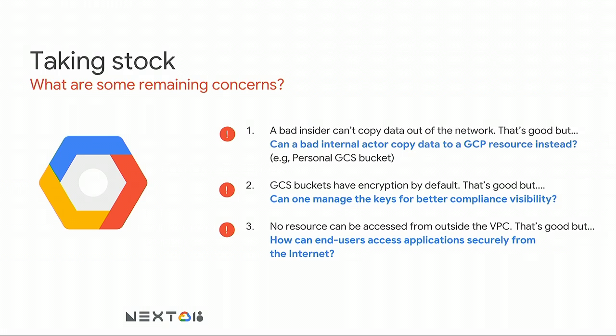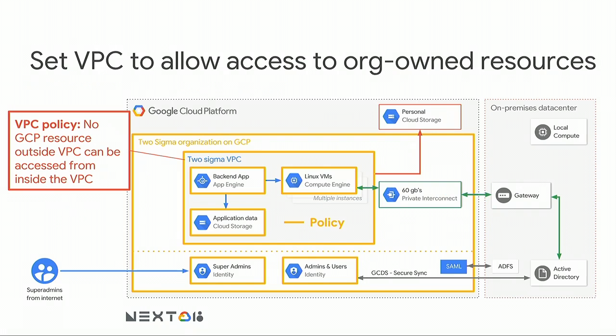And right now, no resources can be accessed from outside the VPC, but sometimes we want to give access. We want people from the internet to have access to some of our data. So how can we do that securely in a way that doesn't break what we have right now? And Sam's going to talk about that.